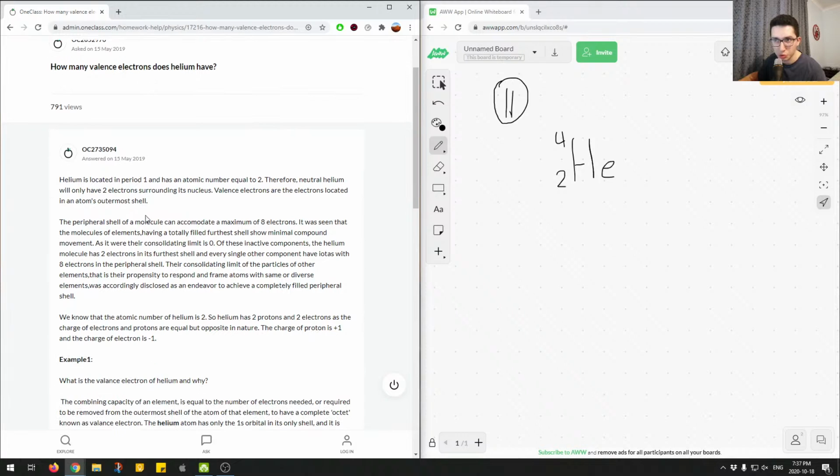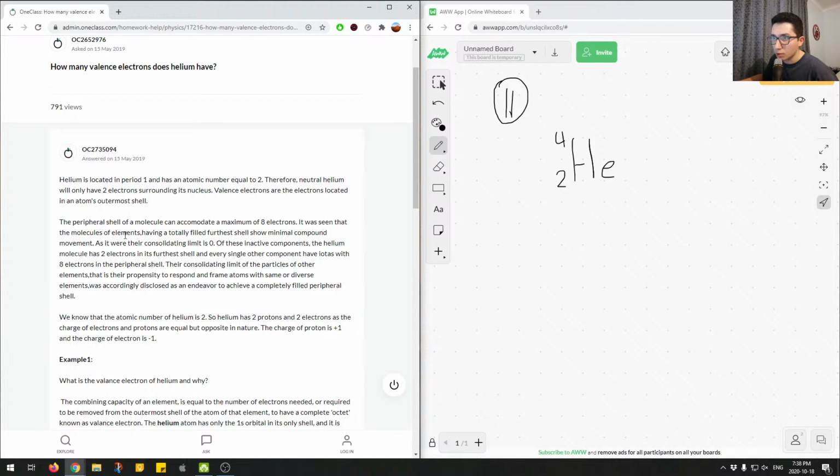So let's look at what the junior tutor wrote over here. Helium is located in period 1 and has an atomic number equal to 2. Therefore, neutral helium will only have 2 electrons surrounding the nucleus. So for helium, if it's a neutral atom, we'd have 2 electrons if it has no charge. Valence electrons are the electrons located in an atom's outermost shell. So this is correct. The peripheral shell of a molecule can accommodate a maximum of 8 electrons.